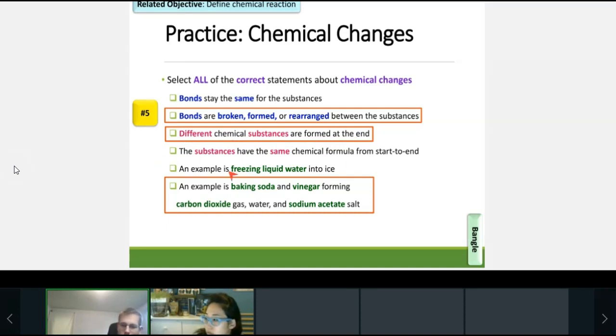Kind of like with the baking soda and vinegar example, right? We're having carbon dioxide where we didn't have any before, right? And with freezing liquid water, again, we're not breaking the bonds of water, we're just changing liquid into solid with that example. So great job, everyone.